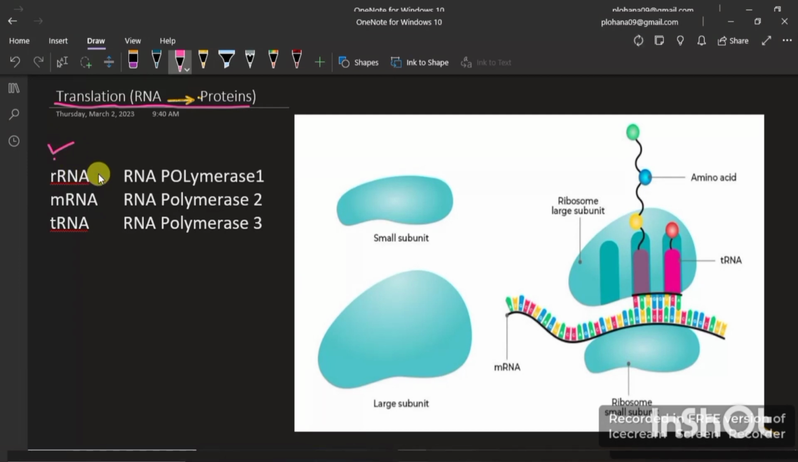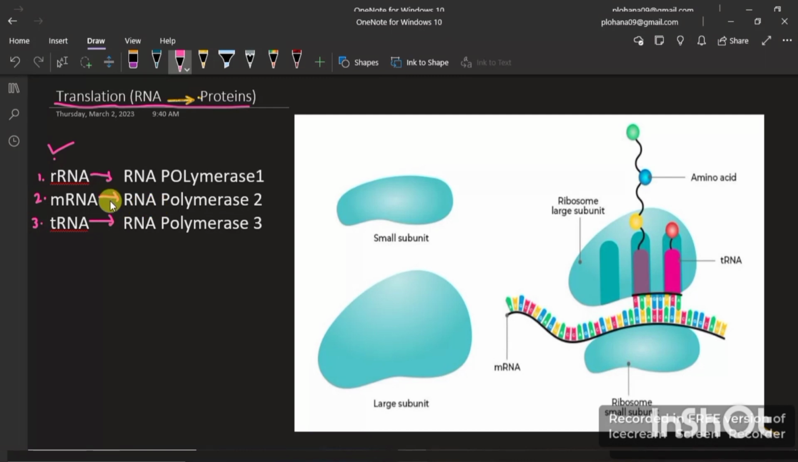So, as you can see, we have three types of RNAs. The first one is rRNA. The second is mRNA, which is the messenger RNA. The third is tRNA, which is the transporter RNA. rRNA was made by using RNA polymerase 1, then mRNA was made by using RNA polymerase 2, then tRNA was made by using RNA polymerase 3.